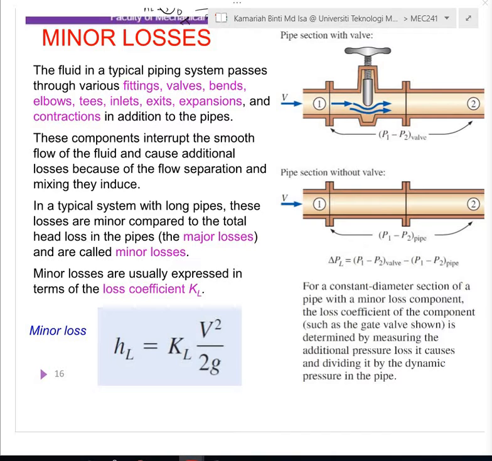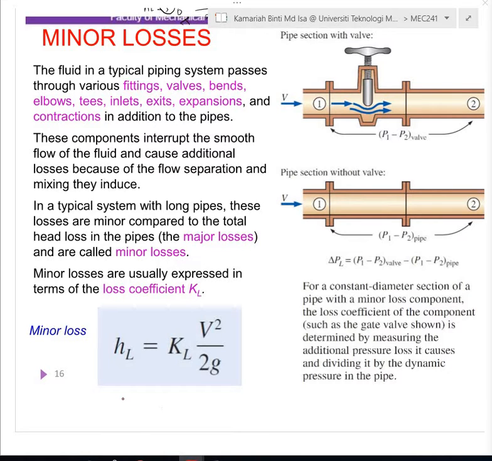In a typical system with long pipes, these losses are minor compared to the head loss in the straight sections, which is the major losses, and we call them minor losses. For example, flow through valves and fittings is very complex and a theoretical analysis is generally not plausible. Therefore, minor losses are determined experimentally, usually by the manufacturers of the components. Basically, minor losses are expressed in terms of the loss coefficient, which we call KL.